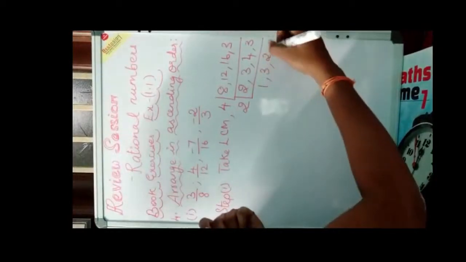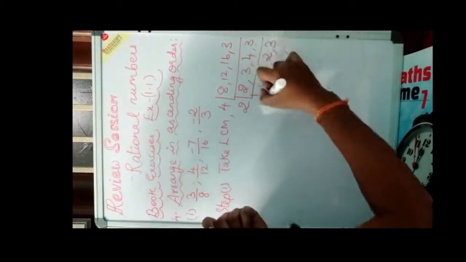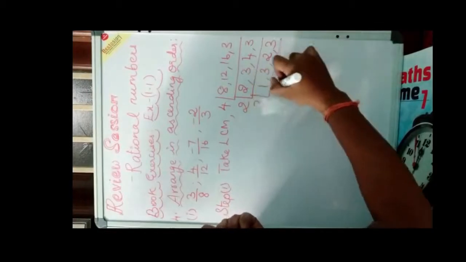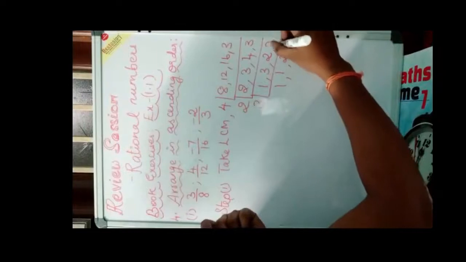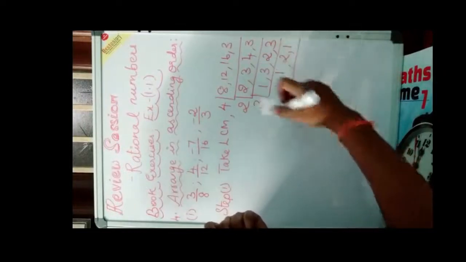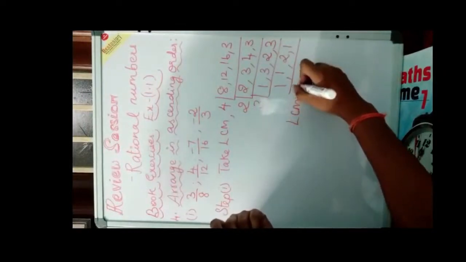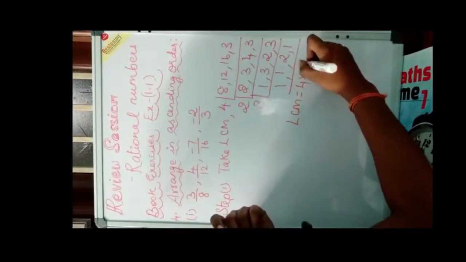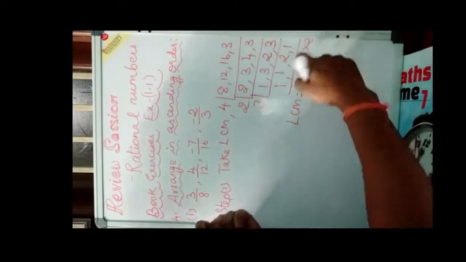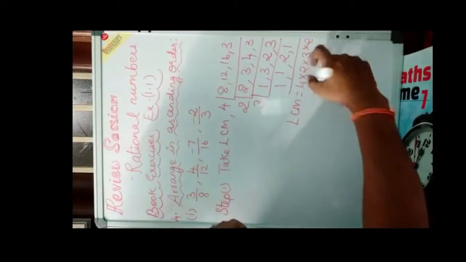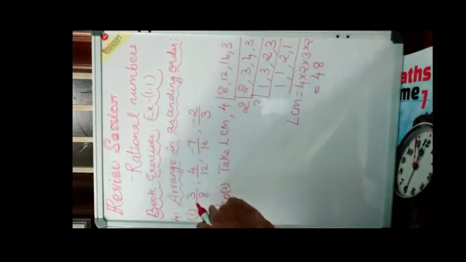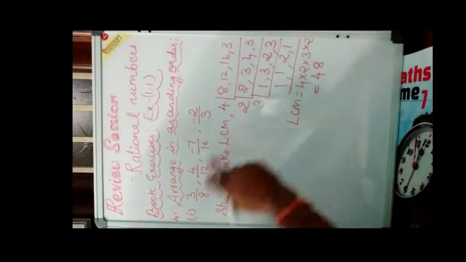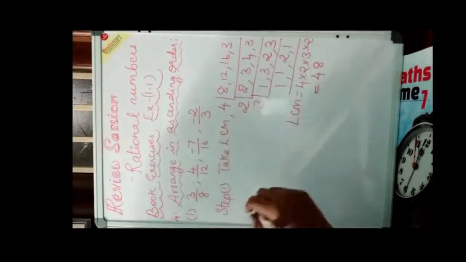Then 2 2s are 4, 3 I am writing as it is. Now write 3. So 1 will not go, so 3 1s are 3. 2 will not go, so 3 1s are 3. So now take the LCM. So LCM is equal to 4 into 2 into 3 into 2. So 4 4s are 16. 16 into 3 is nothing but 48. So now I need to convert all these numbers, that is all these denominators into 48.